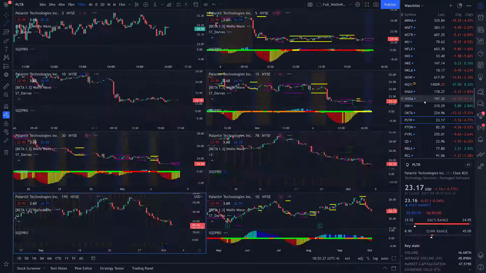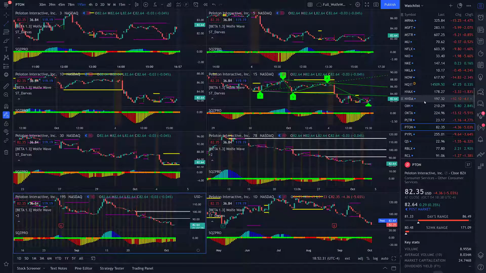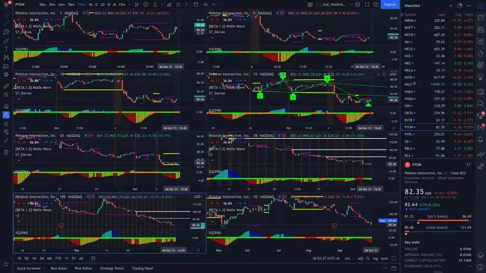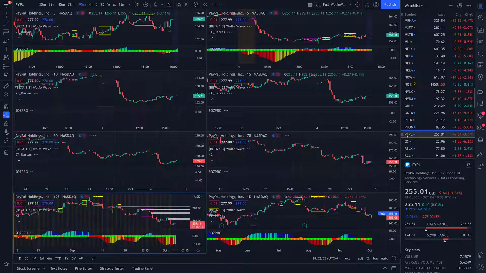OKTA, nothing there. Palantir, nothing there. Peloton has actually something there, right? So on the 15-minute time frame, it's got to move up to $88, and it's got a TTM squeeze in there. Daily candle-wise, it looks pretty nasty. It looks exactly like Roku, so it could kick. So these candles here, when it's red, it opens up the door for a kicker. So we'll see what happens on that one.